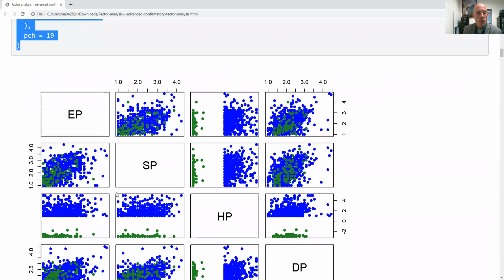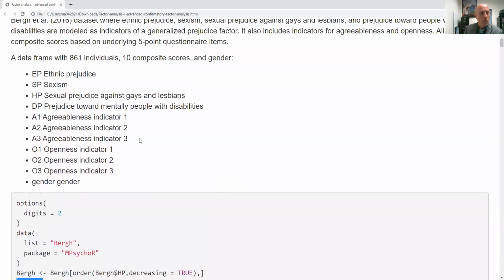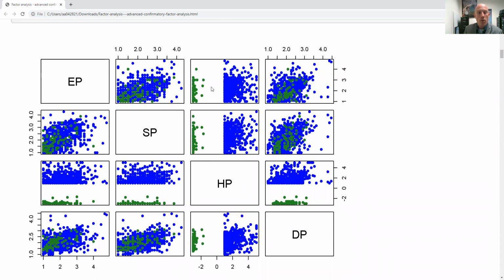All right, so when I was looking at this pairs plot before I made the video, I noticed that the HP, which is sexual prejudice against gays and lesbians, has 2 distinct groups. And I was like, what's going on with this? I'm interested, what is causing this split? I don't really know. I'm sure if I read the paper, I could dig into it more. But for our purpose right now, I just want to dig in a little bit deeper.